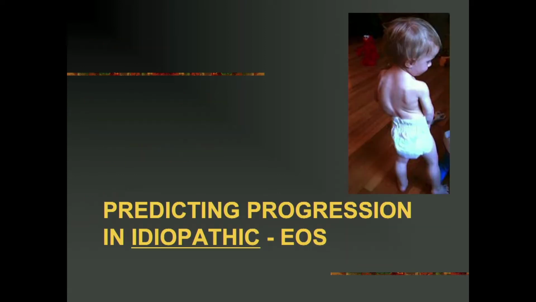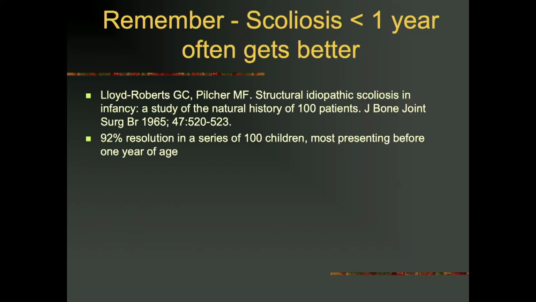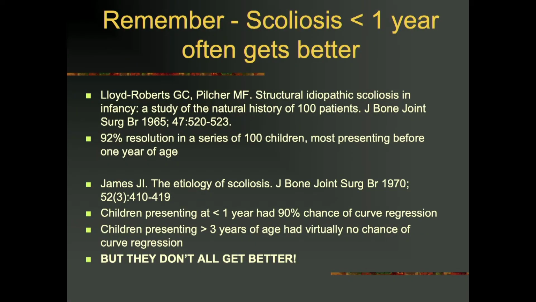So specifically talking about idiopathic EOS, how do we predict progression? It's important to remember that most of the time when you see a kid less than 1 year of age, their scoliosis is going to get better. This study from 1965 showed a 92% resolution rate. Most of these kids were less than a year of age at the time they presented. A follow-up study a couple of years later showed a 90% chance of curve regression in a child presenting less than a year. However, they don't all get better, and that's where I'd encourage you to be very vigilant in following these kids closely so you can identify the kid that does need active treatment.